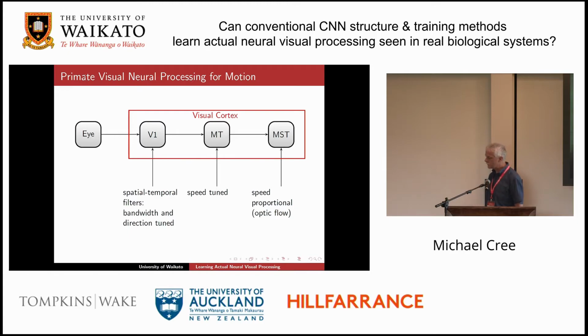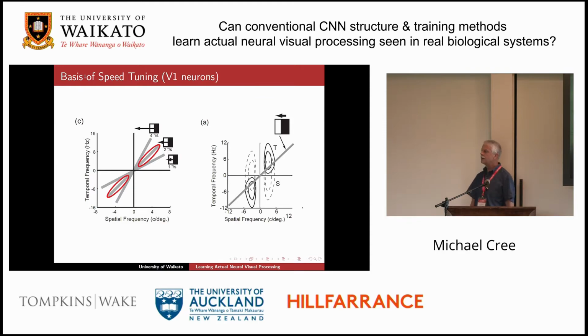I've got a bit of a picture here. We know in the V1 neurons that there are spatial temporal filters that are bandwidth and direction tuned to detecting edges moving at different speeds and in different directions. And in the MT, the medial temporal area, they are then speed tuned, leading to, in the MST region of the brain, neurons that fire at the rate at which objects move through the field of view, and from that the brain can work out how you're moving in the world.